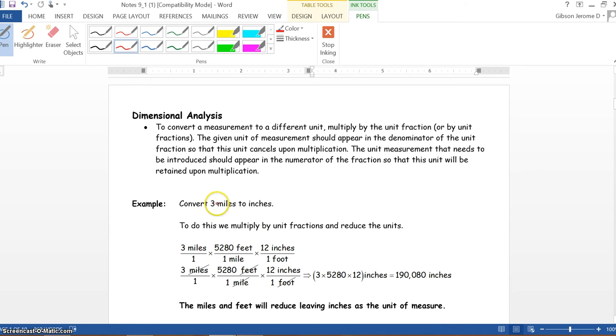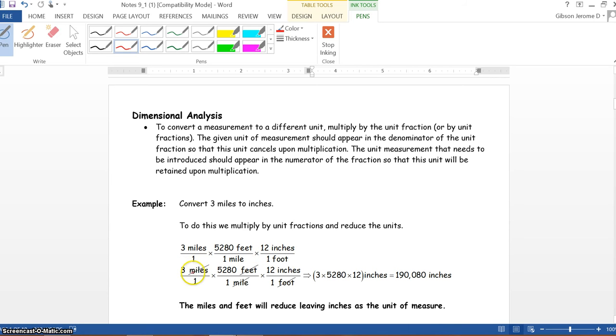Now we have this example, convert 3 miles to inches. To do this, we multiply by unit fractions and reduce the units. Now we would start off with 3 miles, which we would put over 1. Now we want to go from miles to feet and feet to inches. So since we want to go from miles to feet, we would take 5,280 feet over 1 mile. That would get rid of our miles. And then to go from feet to inches is 12 inches and 1 foot.